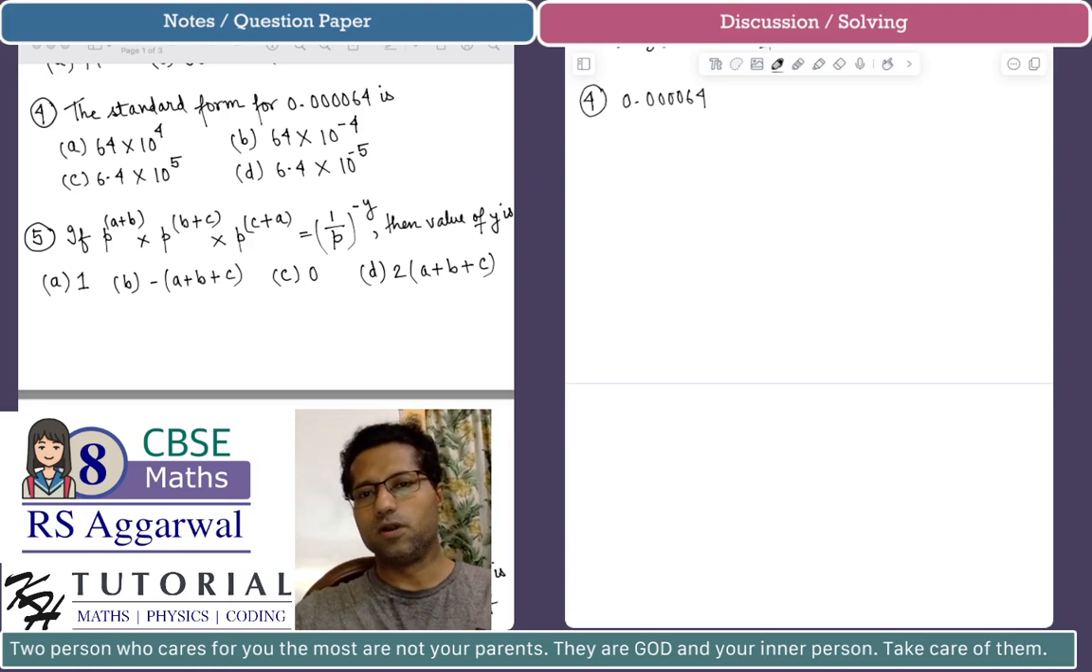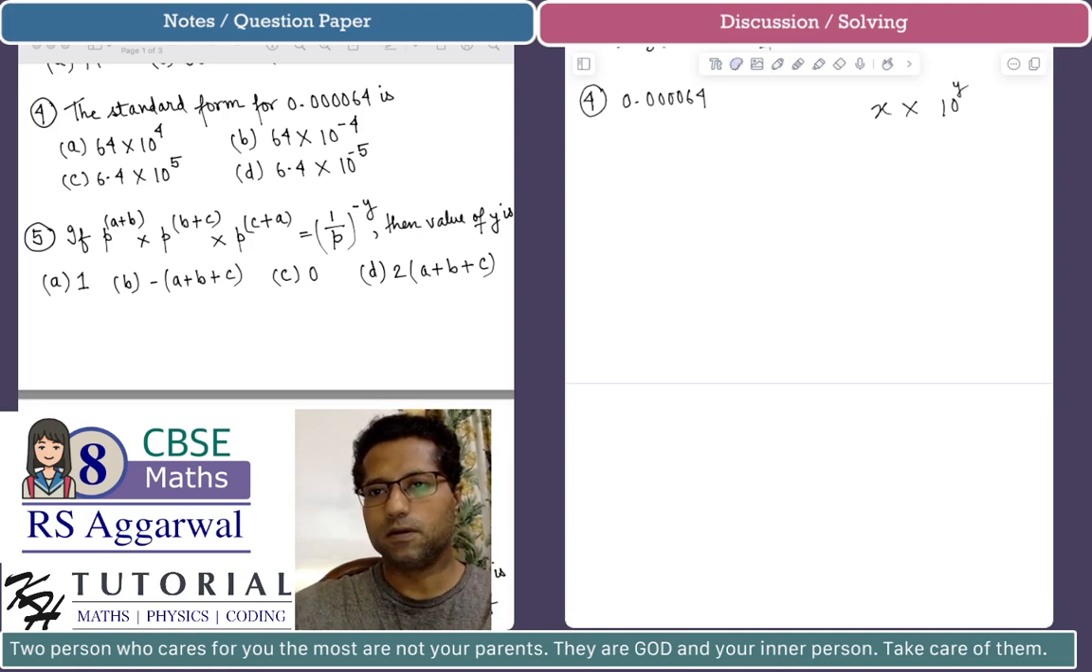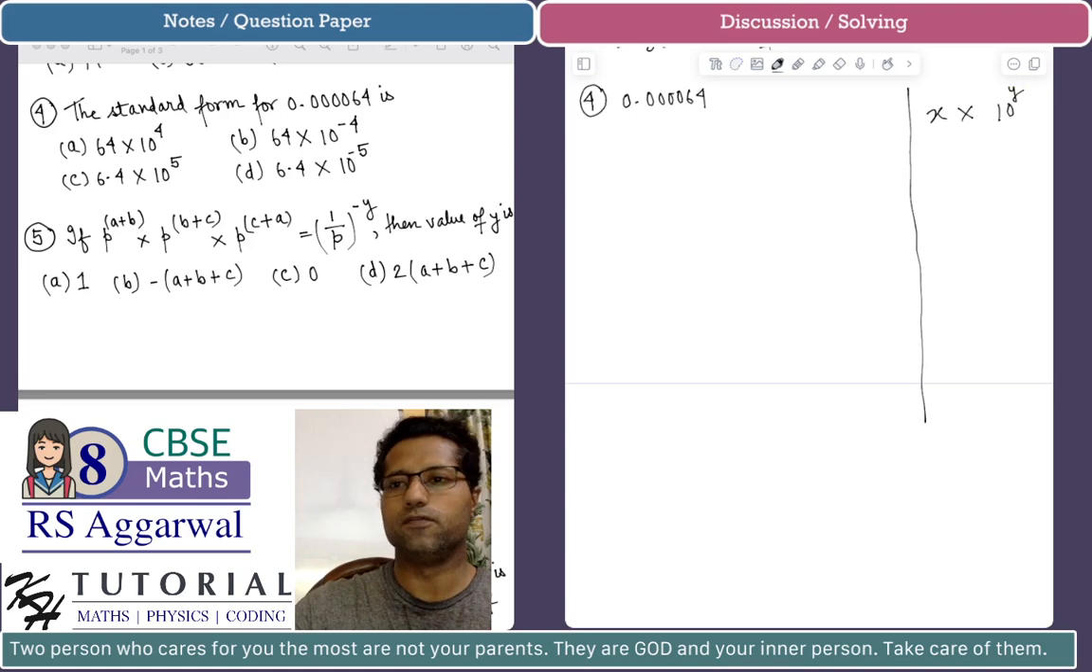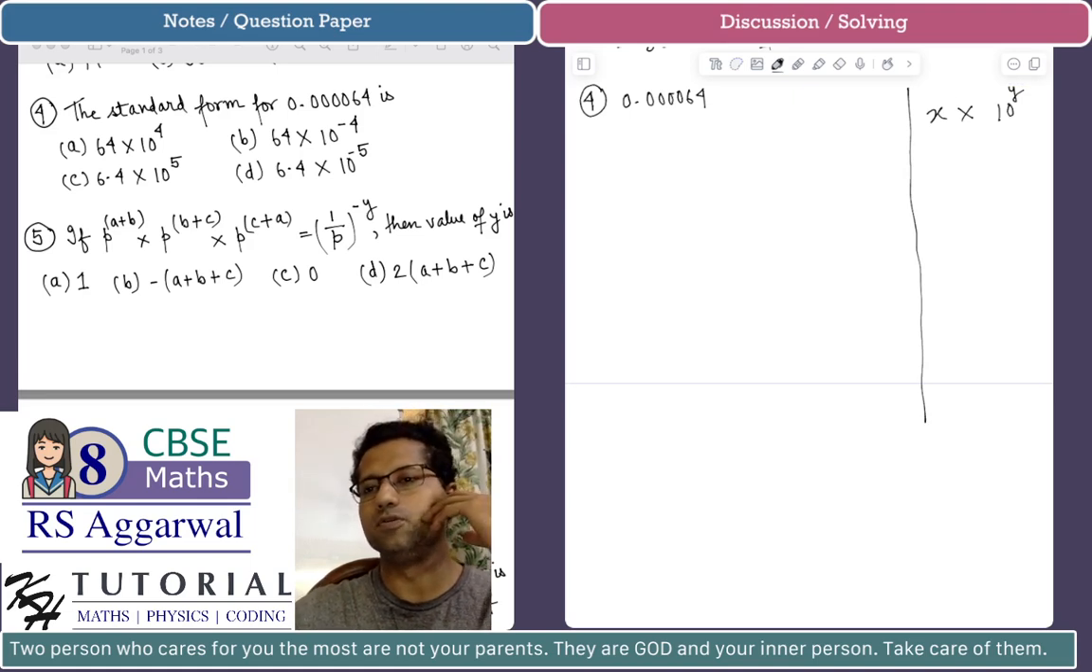So this is a very small number. So what are the steps? First, we know that a number in standard form is written as x multiplied by 10 to the power y. This is a side note: a number in standard form is x multiplied by 10 to the power y, where x is a decimal number.